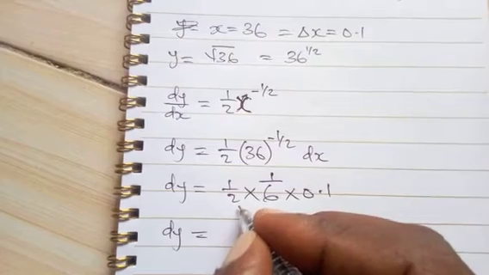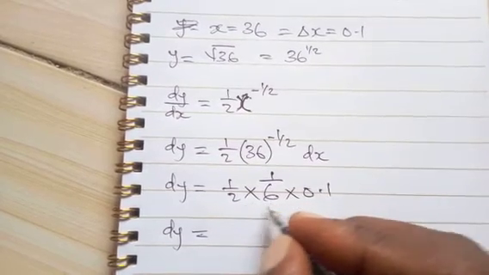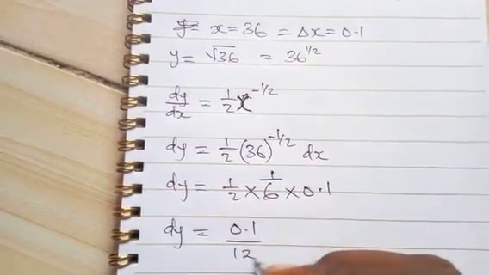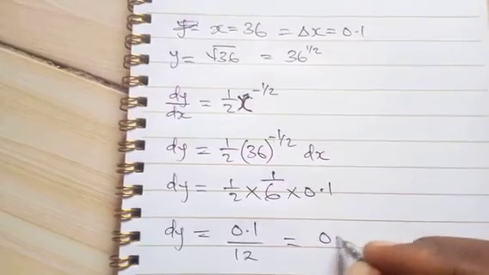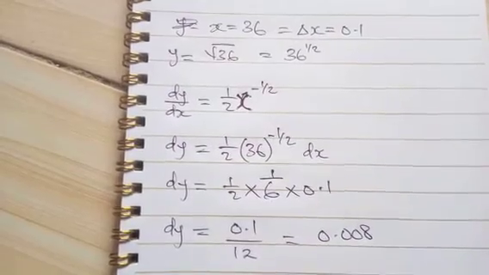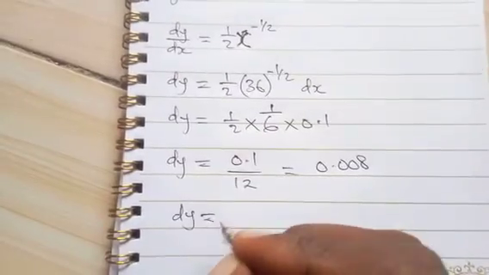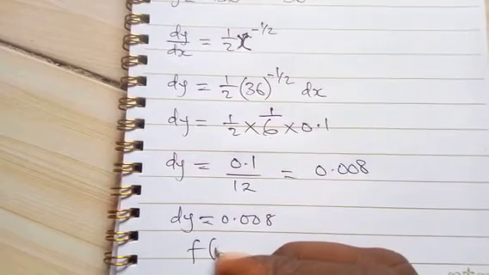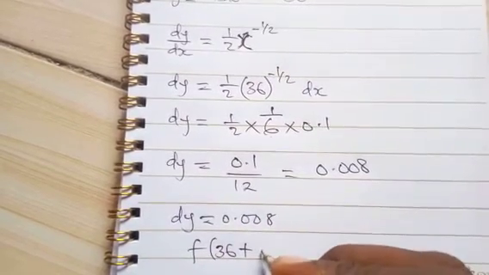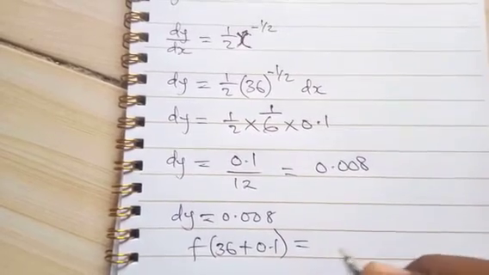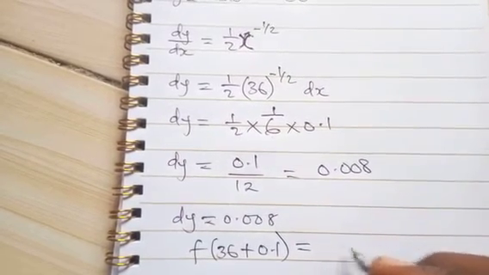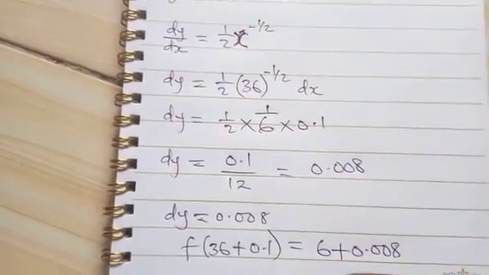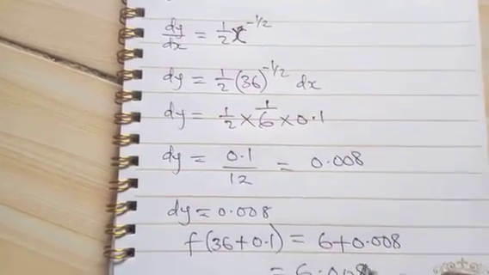So 6 times 2 is going to give us 12. So we're going to have 0.1 over 12, which will give us 0.008. Therefore, our dy is equal to 0.008. Our f(x + dx), where x is 36 and our change in x is 0.1, is equal to the square root of 36, which is 6, plus dy. Our dy is 0.008, which gives 6.008.